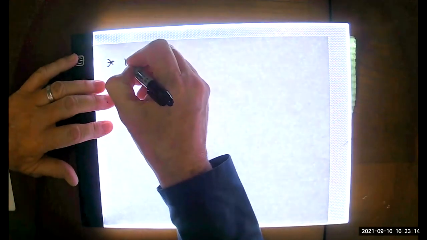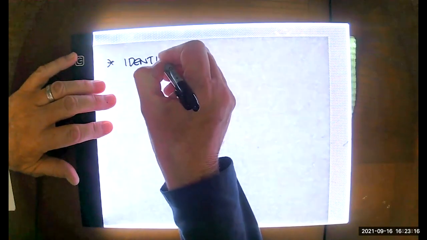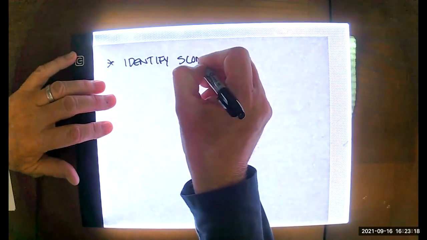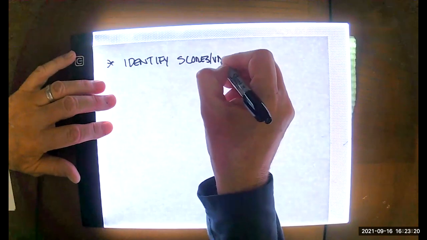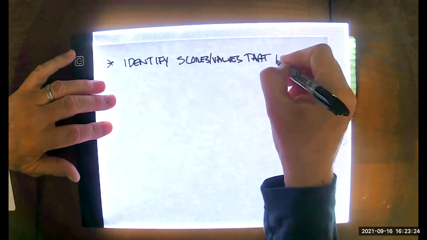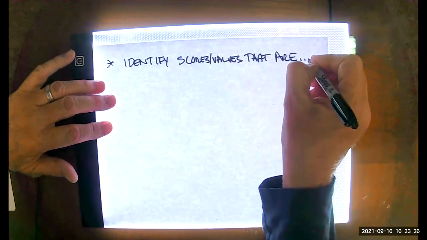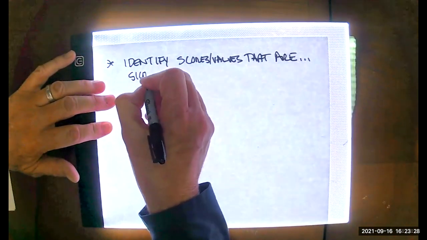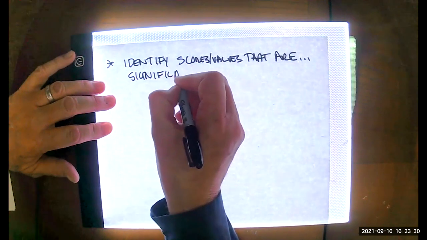But as I say, there's a couple more things in chapter 3 of import. We want to be able to identify scores, values, whatever it is we might be measuring that are significantly high or low.